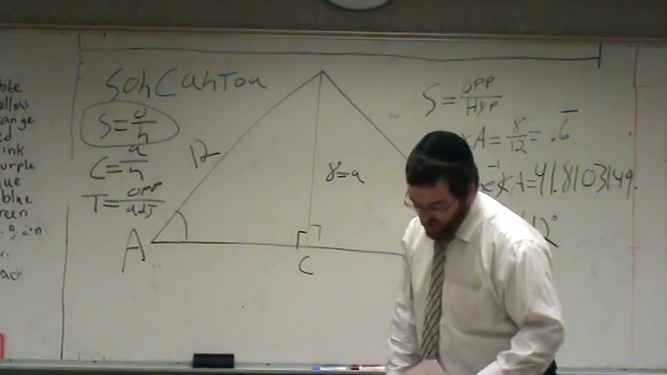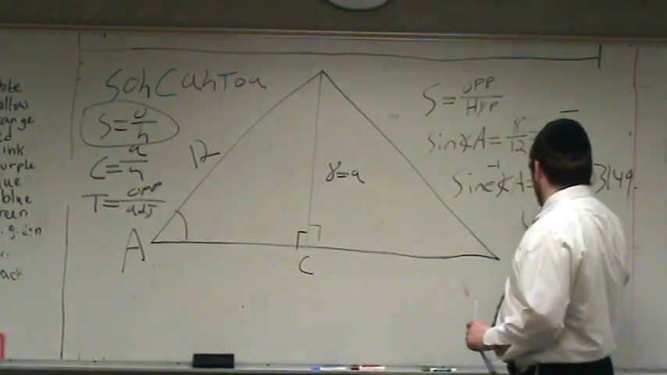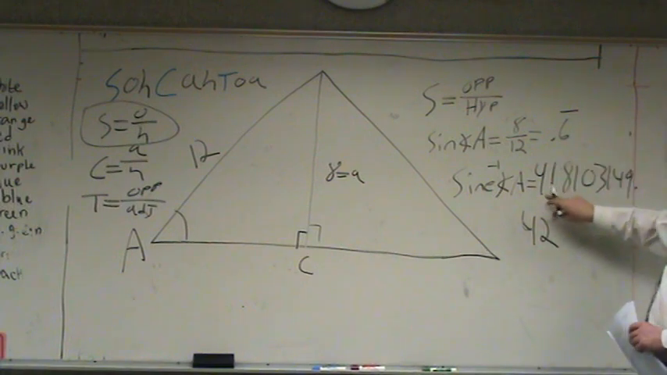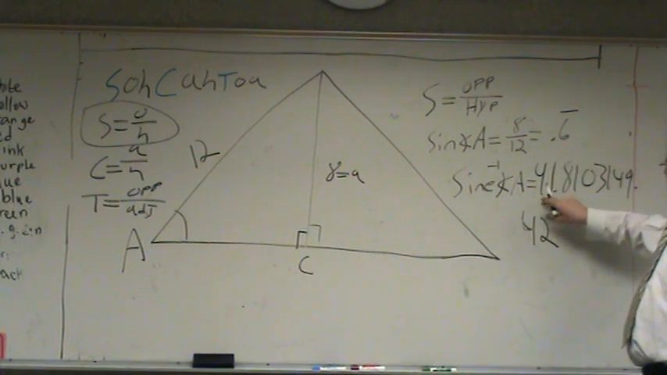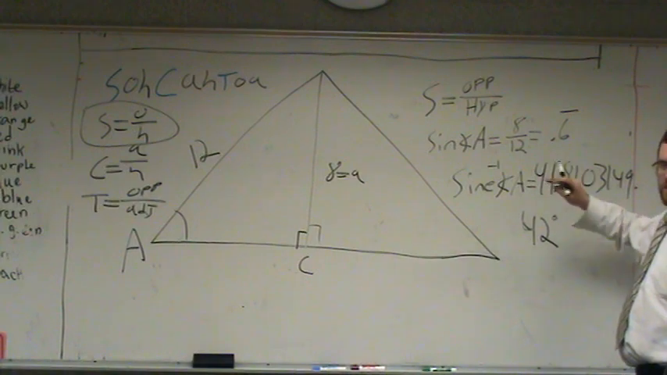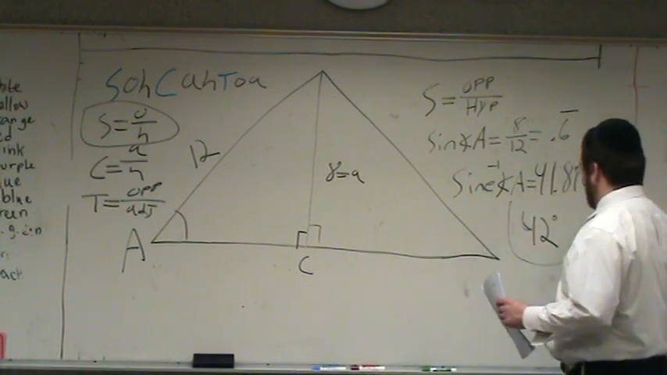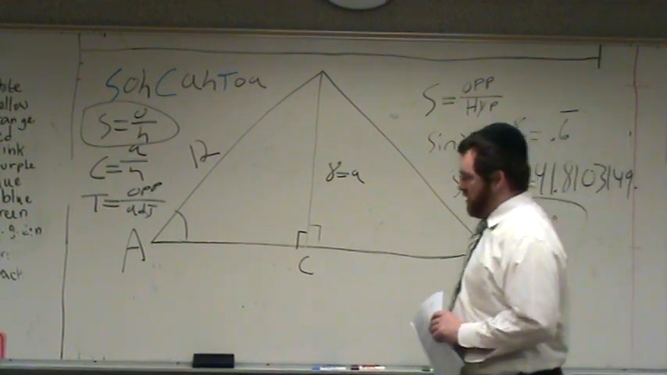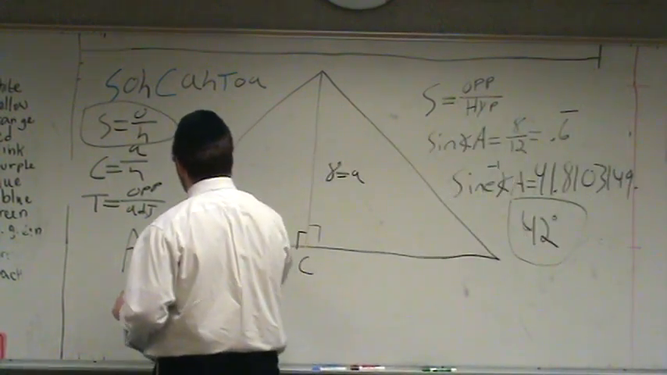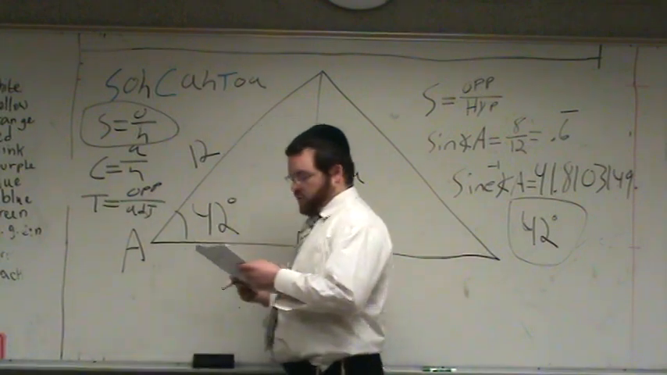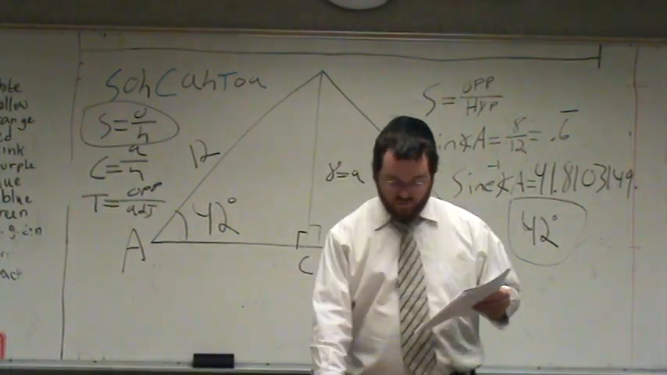To the nearest degree, you know if you have 41.4, it stays 41. If you have 41.5 or upwards, you round it up to 42. So the nearest degree is 42 degrees. So angle A to the nearest degree is 42, which is answer 2.